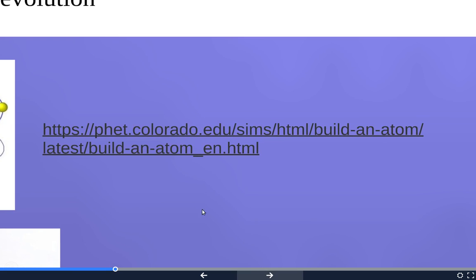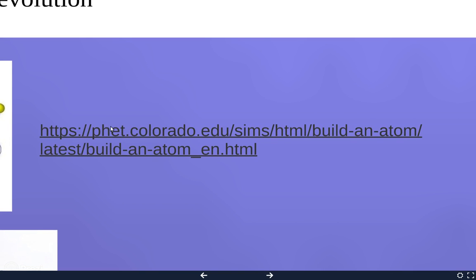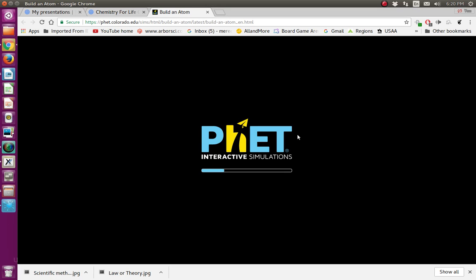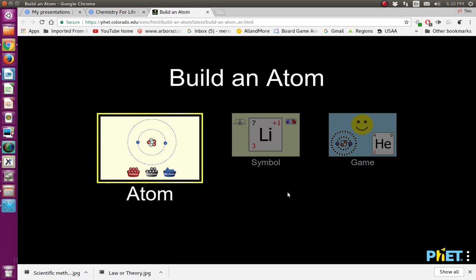Now we're going to also look at a computer model right now. And when I have these links embedded into the Prezis, you just have to click on it and it should take you right to the site. Here it is. These interactive sites are great.